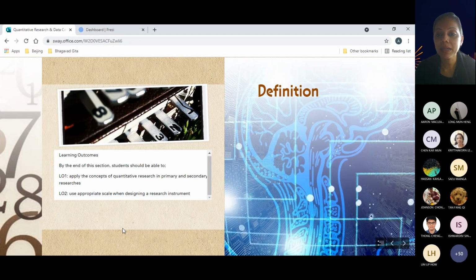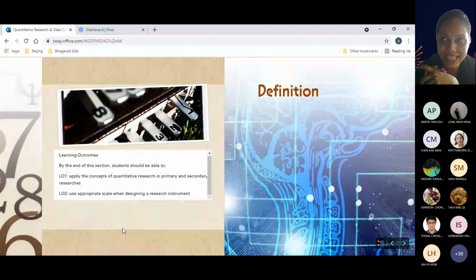Now, what is a research instrument? We did this yesterday. Survey is a data collection method, but what is the instrument that we could use to conduct a survey? If your data collection method is survey, what is the instrument you could use to collect your data? Hello, we did this yesterday. Questionnaire. Thank you, Sutej. Questionnaire is an instrument. Besides questionnaire, what else could we use?